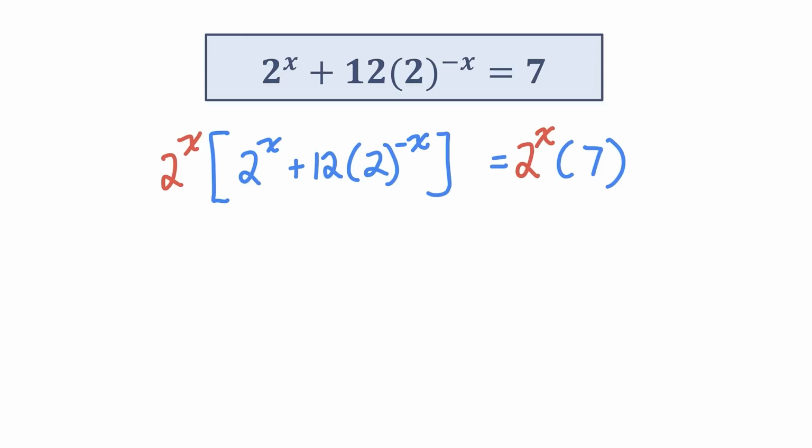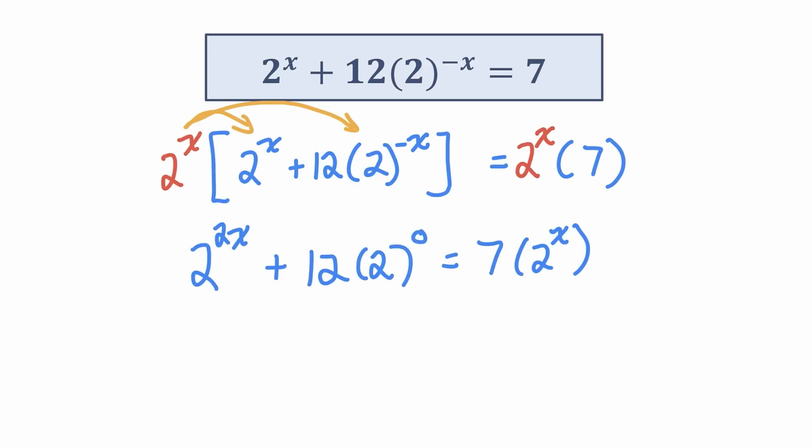On the left side of the equation, let me distribute that 2 to the power of x to both terms, and you'll have to remember your exponent rule that says when multiplying powers to the same base, you add the exponents together and keep the base the same. So when I do 2 to the x times 2 to the x, I keep the base the same and add the exponents. x plus x is 2x. When I distribute to the second term in the brackets, I keep the factor of 12, and 2 to the x times 2 to the negative x, those powers have the same base, so I can keep that base of 2 the same, add the exponents, x plus negative x is 0.